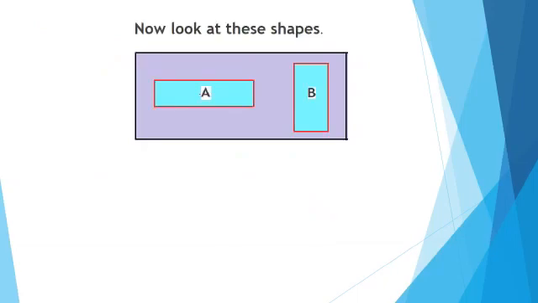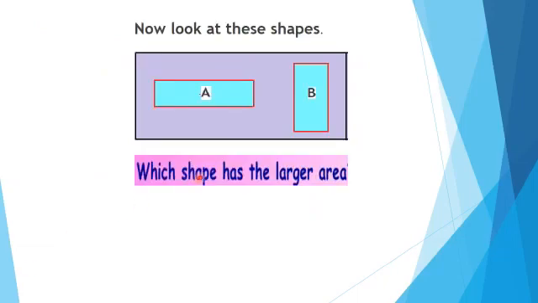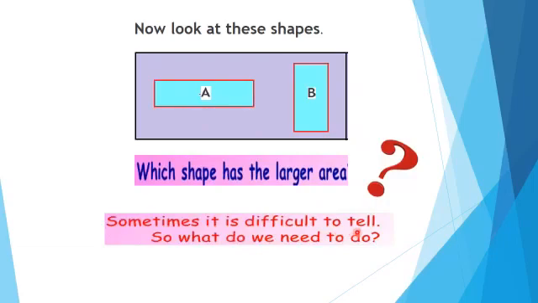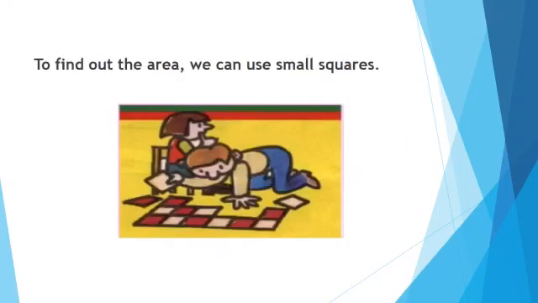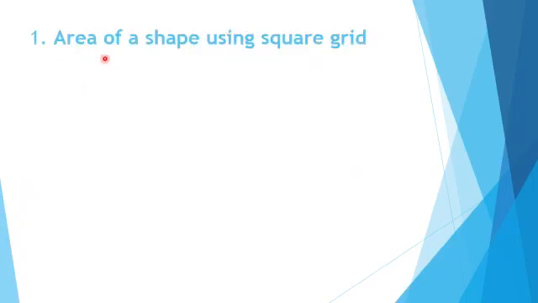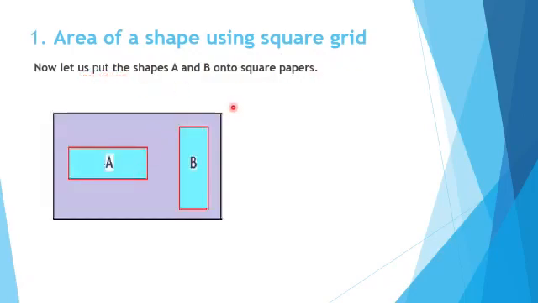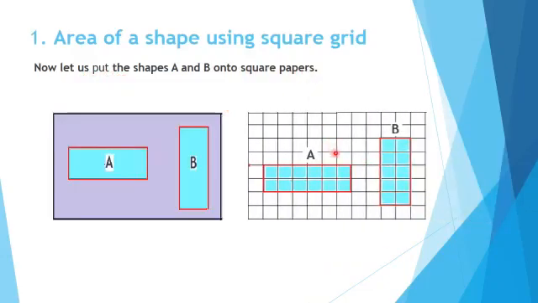Now look at these shapes and try to figure out which shape has the larger area. For these pairs of shapes, it is difficult to tell which has the larger area. So what we need to do? To help us find out the area, we can use small squares in form of square grids. Now let us find out the area of those shapes using square grids. For this, let us put the shapes A and B onto the square papers like this.